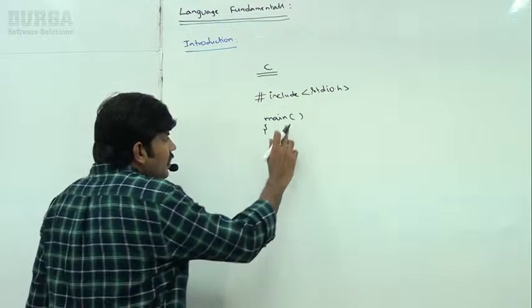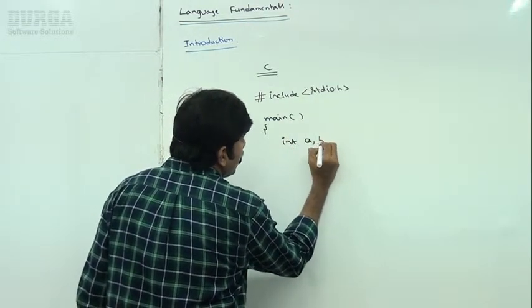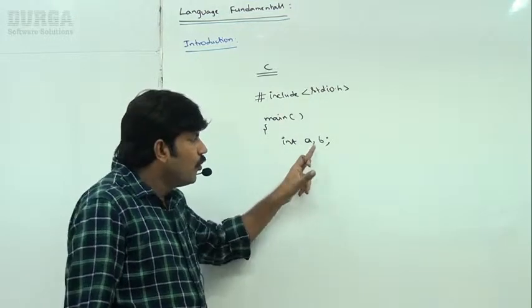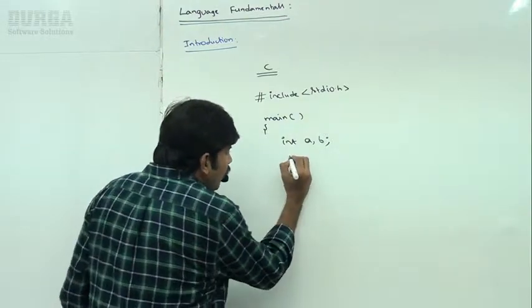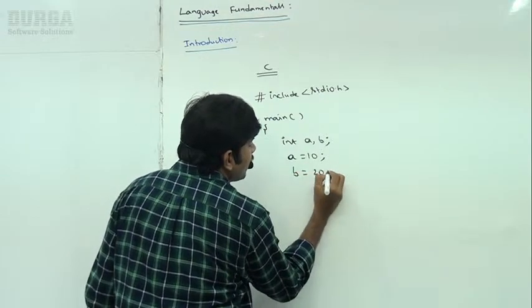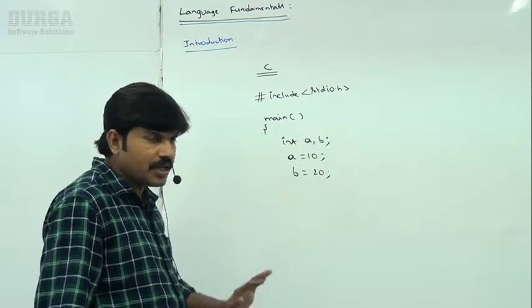In main, I'm declaring int a, b. How many variables did I declare? Two variables. Both variables are of what type? Int type, int values. Now a = 10, b = 20.